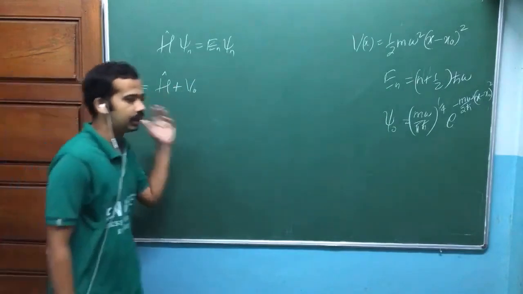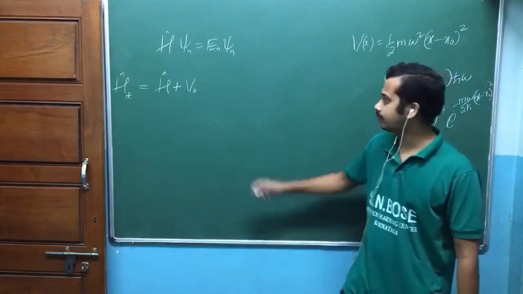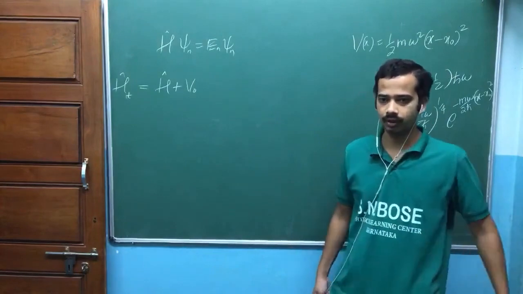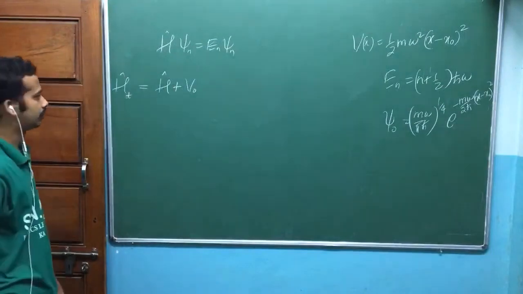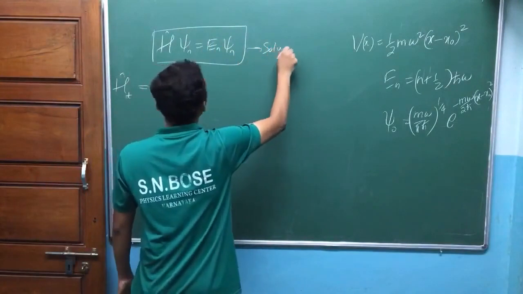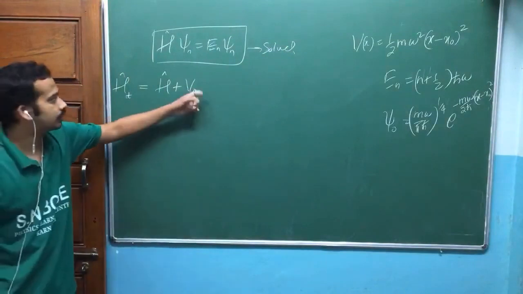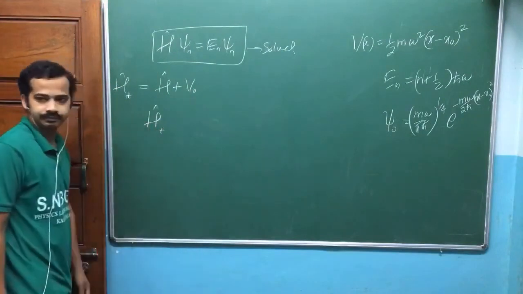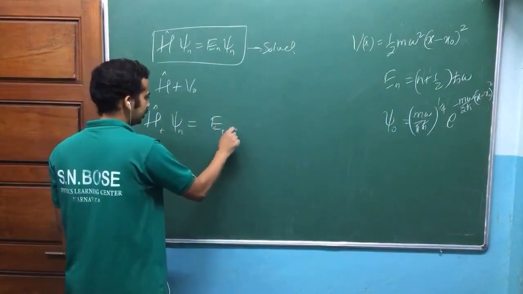Now adding this means you are adding V0 throughout your region of interest, I mean minus infinity to plus infinity. You are adding one constant value to Hamiltonian. You already solved this equation. Now what is the energy of this total Hamiltonian after adding a constant to the earlier Hamiltonian? Now H cap T, if you operate on psi n, you will get Et into psi n.